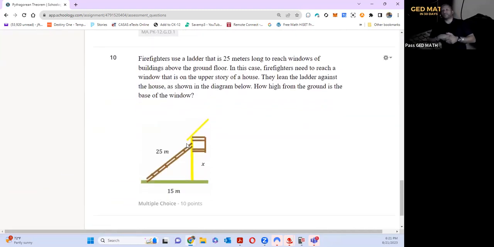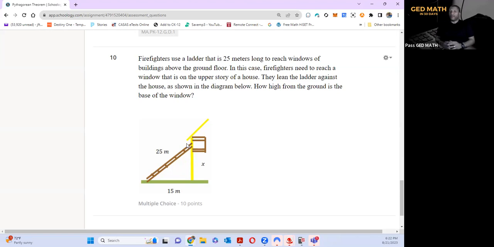Let's do number 10. Firefighter. I specifically selected a word problem that's wordy. That paragraph is kind of long. Firefighters use a ladder that is 25 meters long to reach windows of buildings above the ground floor. In this case, firefighters need to reach a window on the upper story of a house. They lean the ladder against the house as shown in the diagram below. How high from the ground is the base of the window?